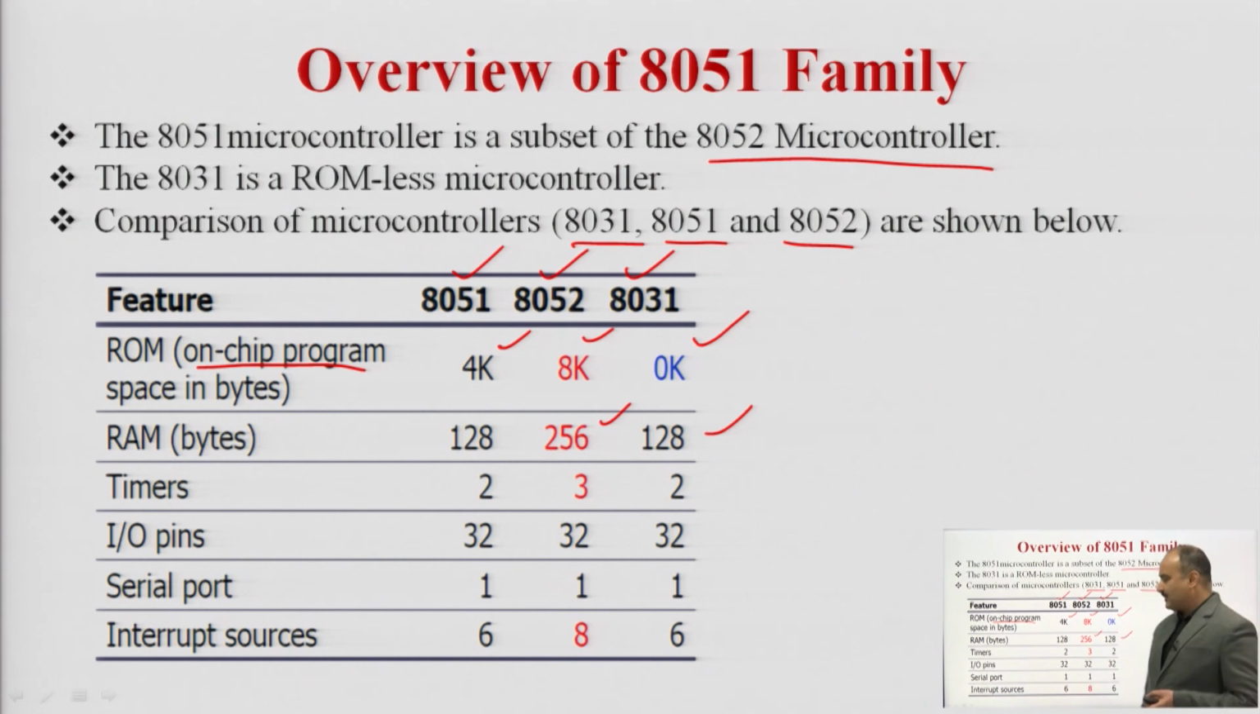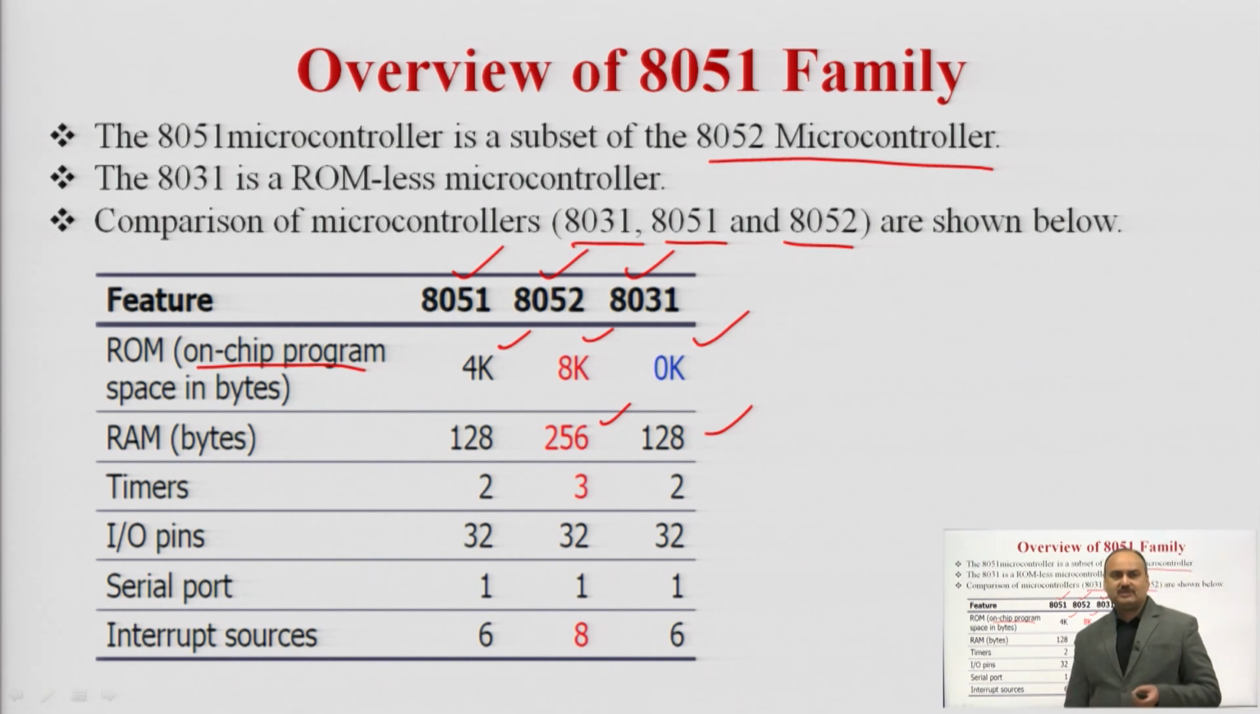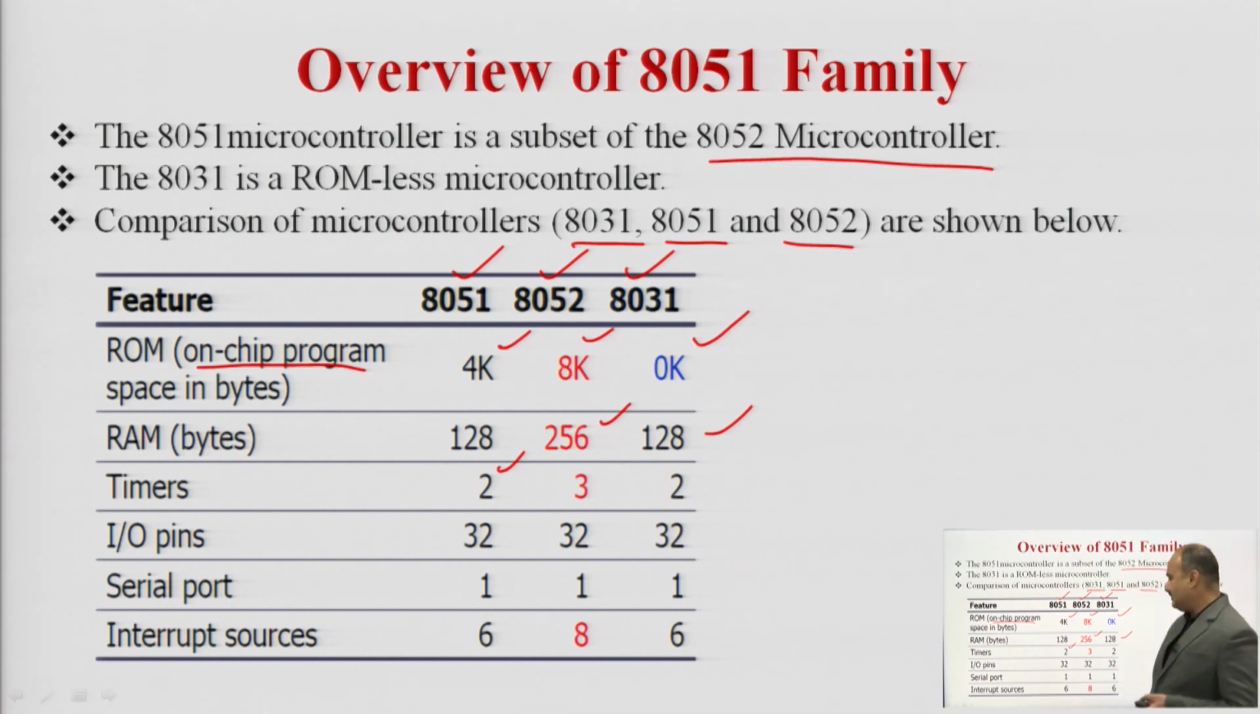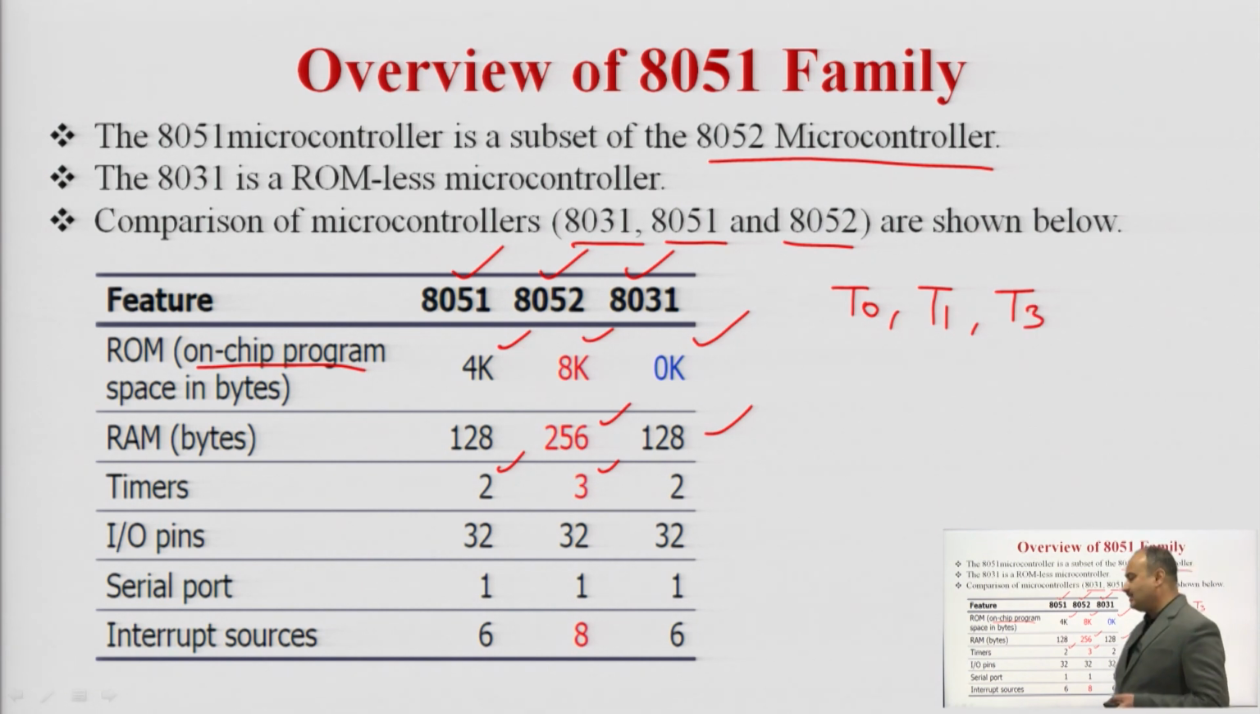The next parameter is the number of timers present in the microcontroller. In the 8051 microcontroller we have 2 timers, timer 0 and timer 1. In 8052 we have 3 timers, T0, T1 and T2, and in the 8031 microcontroller we again have 2 timers. Next is input output pins. The number of input output pins in the 8051 is 32, in the 8052 it is 32, and in the 8031 we have 32 pins.